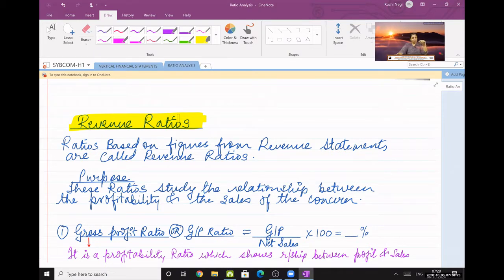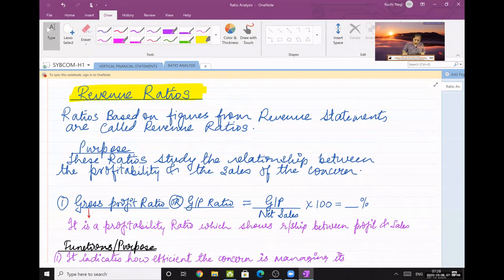So what about revenue ratios? Same thing: ratios based on figures from the revenue statement, that is the P&L account, are called revenue ratios. That means the numerator and denominator of whichever formula we will learn today, both will be from the revenue statement, that is, from the P&L account. So what is the purpose behind studying revenue ratios?